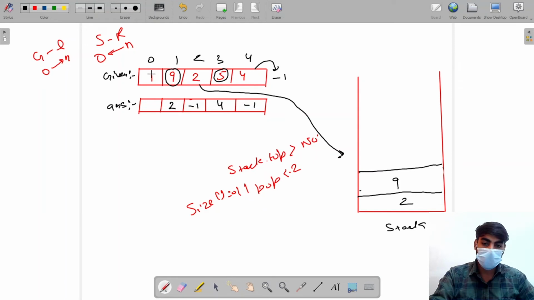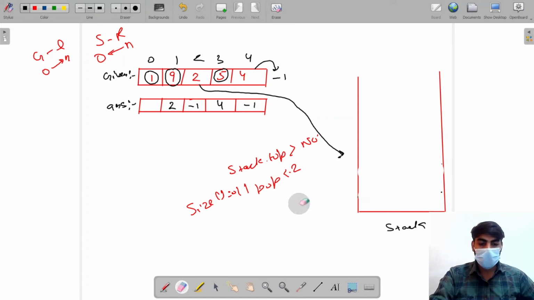Okay, then move to 1. For 1 we check that 9 is greater. So we pop out the 9 from the stack, then again check, 2 is greater than 1, so again we pop out, then the size becomes 0, so we put -1 for 1.